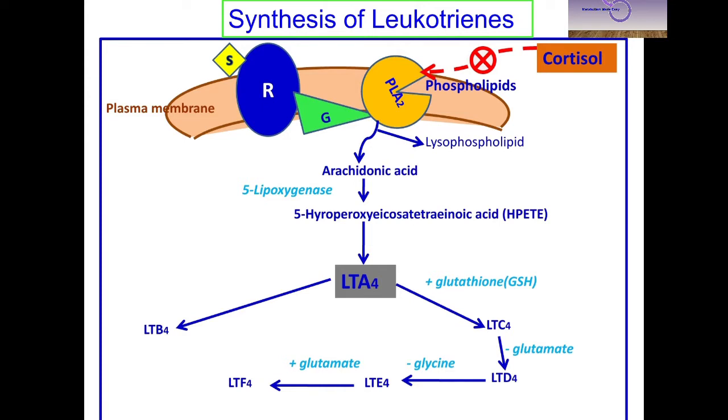Once arachidonic acid is produced, it's going to be metabolized by a different enzyme, 5-lipoxygenase, LOX. That produces an intermediate called hydroperoxyeicosatetraenoic acid, HPETE, which then is converted to LTA4 if you want the parent leukotriene. So LTA4 is an important parent leukotriene that is used to make the other leukotrienes from LTC4 to LTF4.